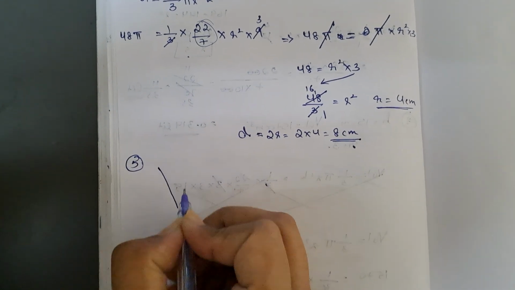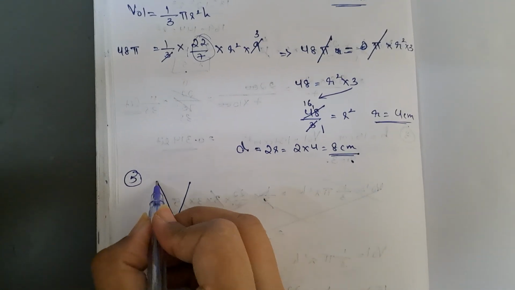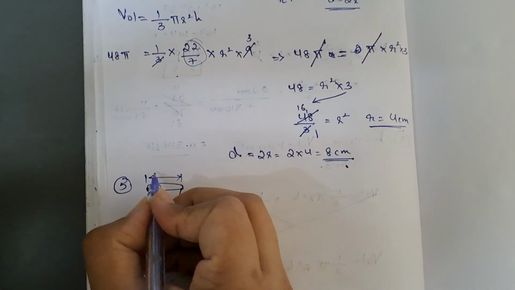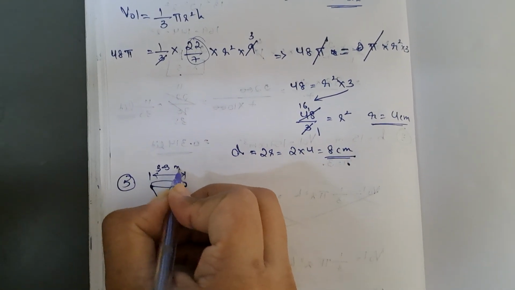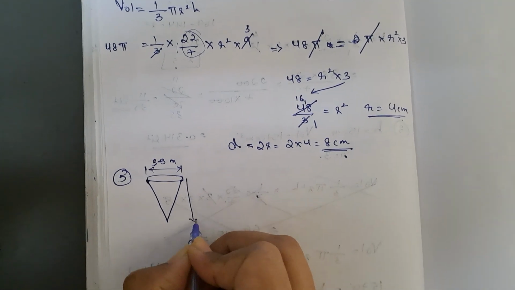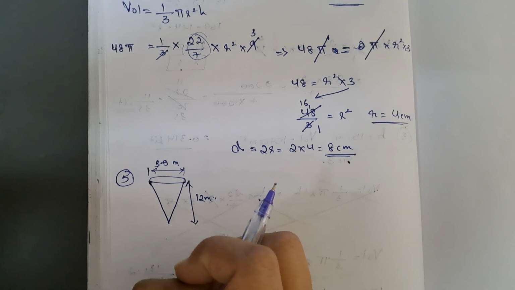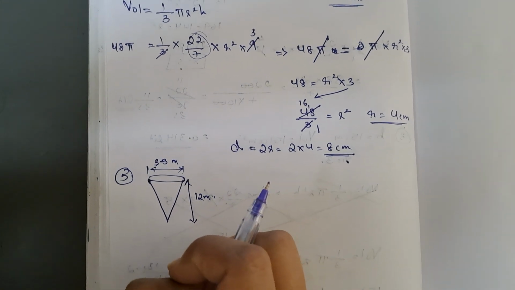Going ahead with the fifth question, it says a conical pit of top diameter 3.5. A pit has been created in the shape of a cone, with the top diameter from here to here, it is 3.5 centimeters, and 12 meters deep. Okay, so the vertical height is given. What is the capacity in kiloliters?